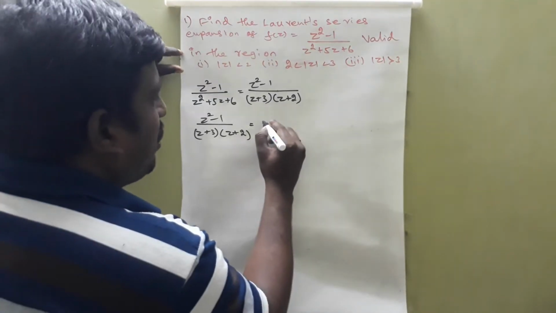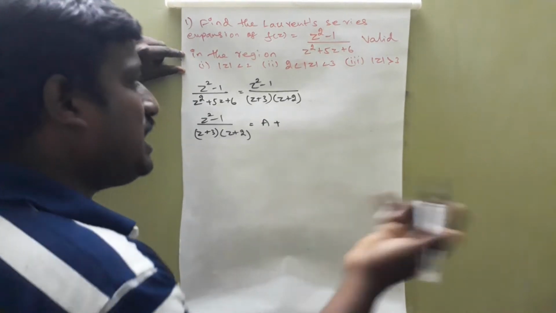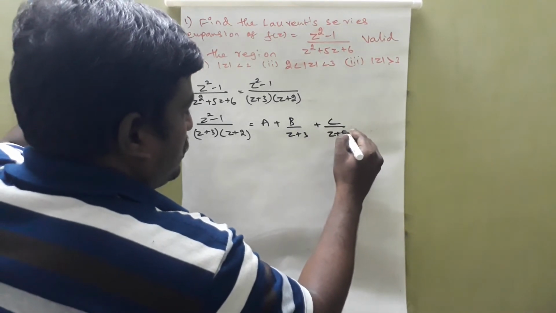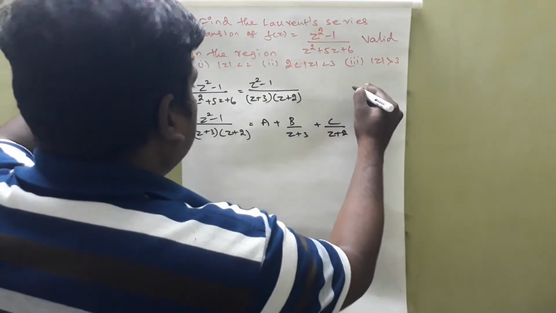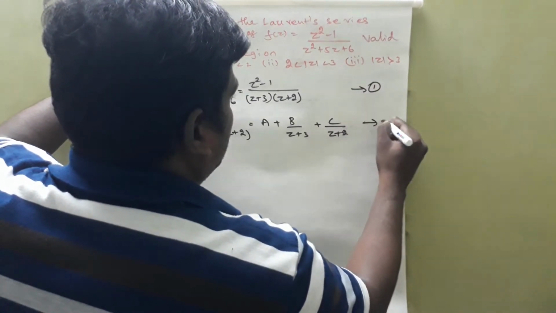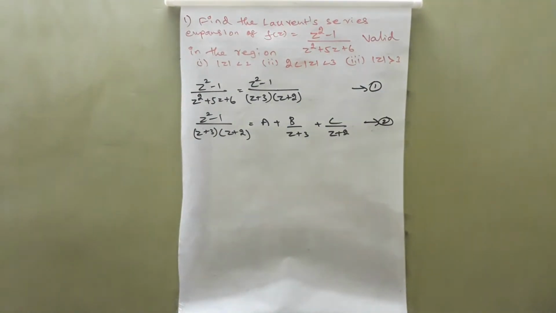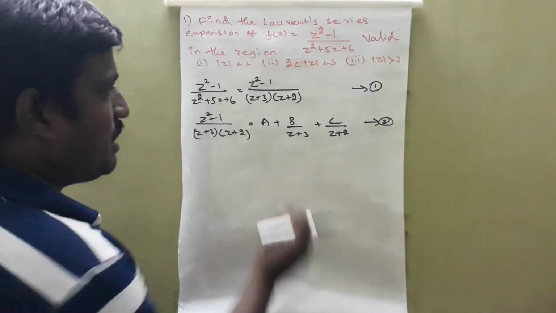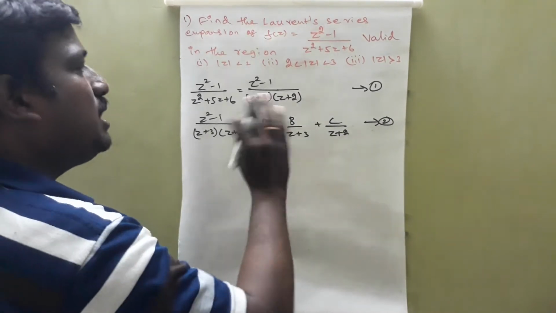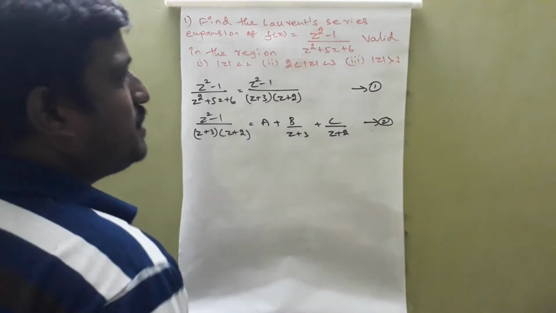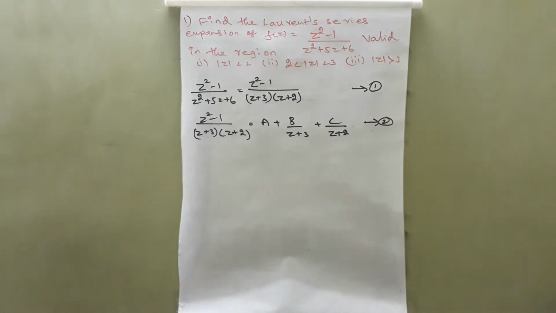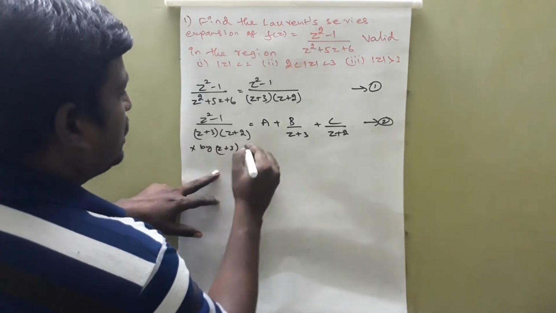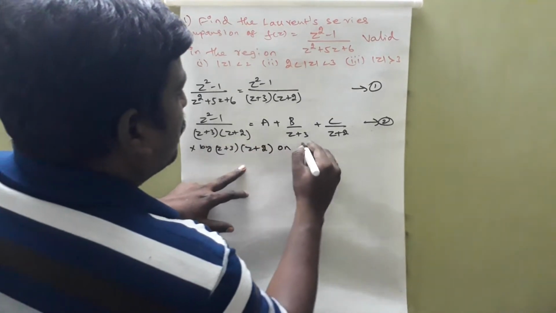That means I have to include a single alphabet, then as usual b by z plus 3 plus c by z plus 2. This is equation 1, this is equation 2. Now I have to find a, b, c. So once again, the degree of numerator is equal to the degree of denominator. First I include a single alphabet, then the normal procedure, b by z plus 3 plus c by z plus 2. What's the next step? I have to multiply by z plus 3 into z plus 2 on both sides.